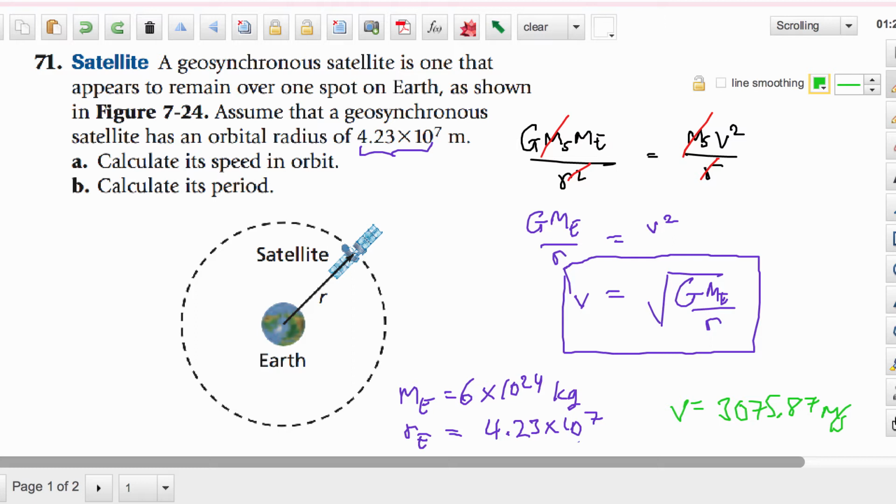Okay, that's correct. Because what I did was divide what you had by 3,600, and I got 11.99, which is pretty much 12 hours, half a day. You're supposed to get 24 hours, a full day. You were off by a factor of 2, because it takes a full day for the Earth to rotate one revolution, so it's also going to take the satellite a full day, 24 hours.